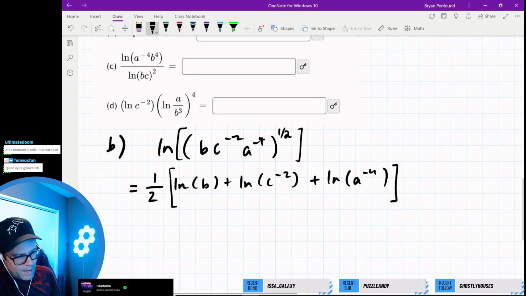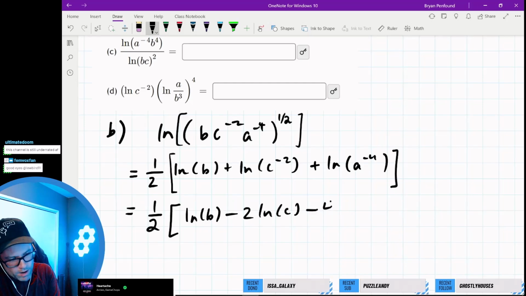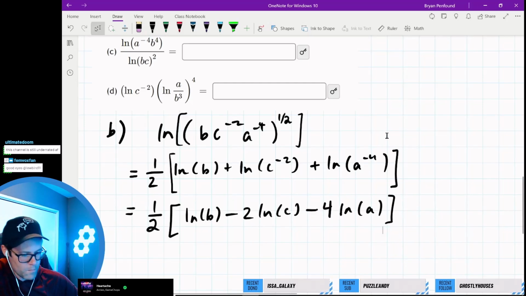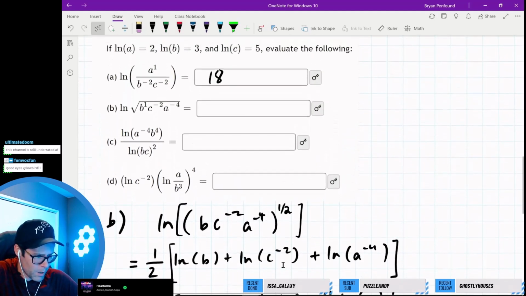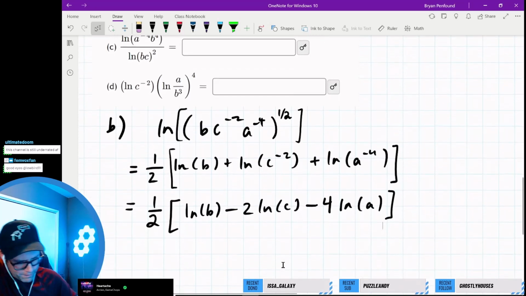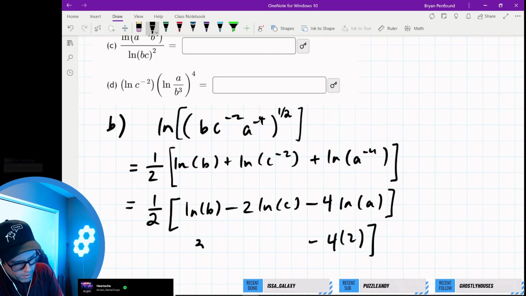And then I think the same kind of story as part A, we want to bring these negative powers down. So we need a -2 ln c, and then we're going to need a -4 ln a. And then we'll try to sub in some numbers here. So 2, 3, and 5. So we get -4 times 2, 3, and then 5.